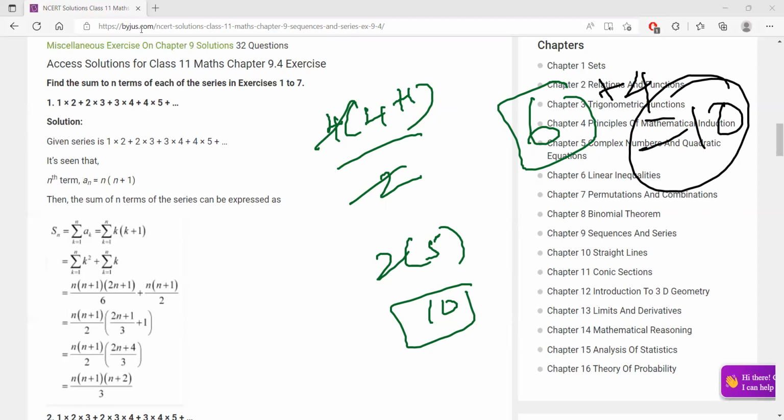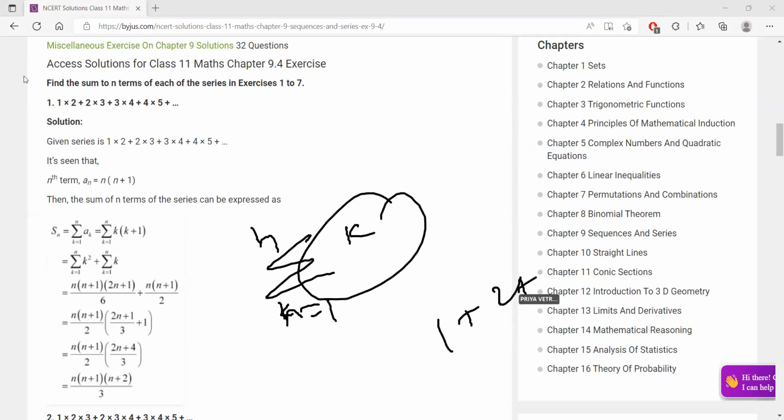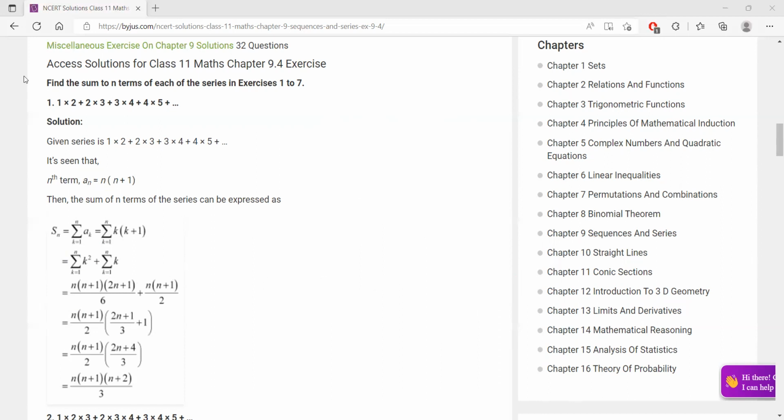So if you have summation k equal to 1 to n, k means it's 1 plus 2 plus 3 plus 4 plus 5 and so on, it goes on like that. The simplified version of this bigger series is n into n plus 1 by 2. And for the square, it's n into n plus 1 into 2n plus 1 upon 6.